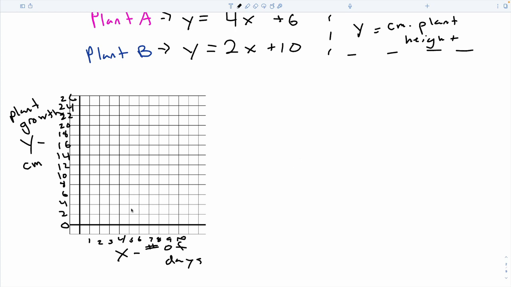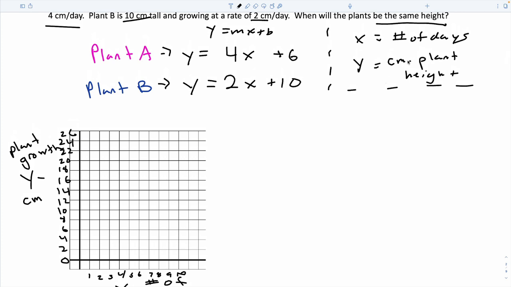Cool. Now that we know the x and the y, I actually changed the y. I don't think it should be growth. Let's make it plant height, because the growth is going to be measured by the rate of change. The y is the total height of the plants. Growth, I guess you can argue, makes kind of sense. Cool. You have your setup, you have your equations.